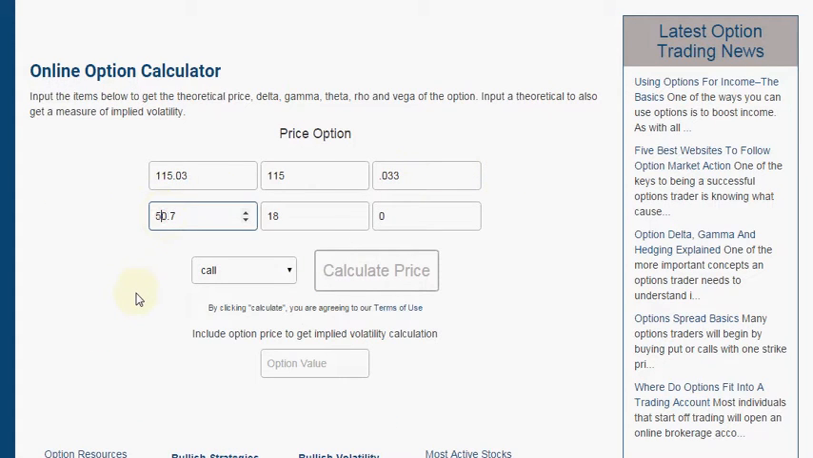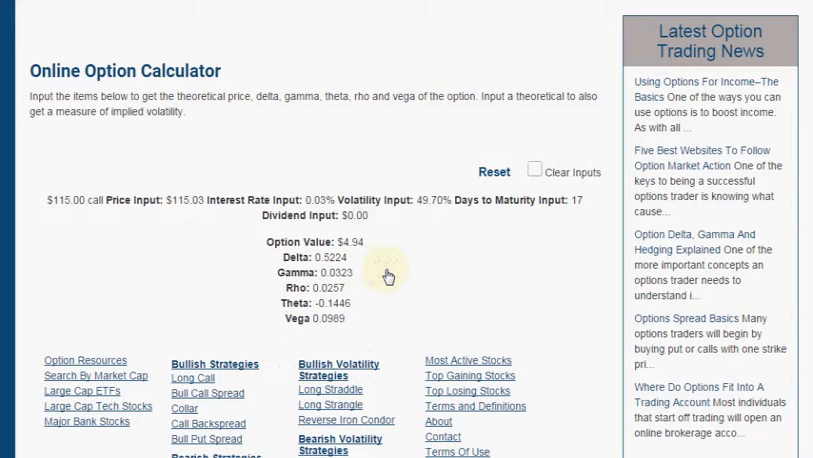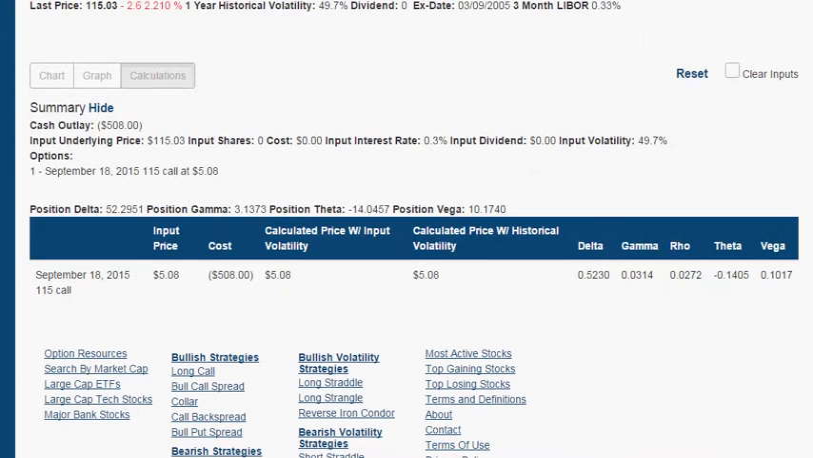If I take the implied volatility back to its original input value, and I go to 17 days to expiration, and all the inputs stay the same, we get a price of 4.94. So if we look at this, 5.08 minus 4.94 is 0.14, and if you multiply that by 100, you get your $14 in Theta that you lost.